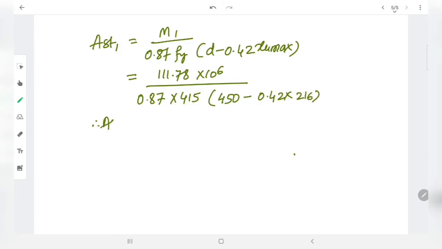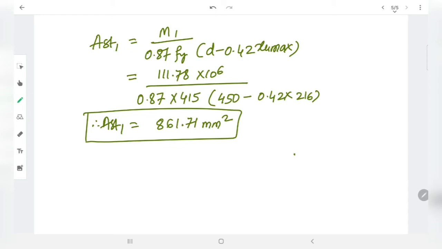So value of AST1 is equal to, solve this one, this will be 861.71 mm square. We just follow these things and try to solve the same problem in your notes. So this is nothing but AST1.